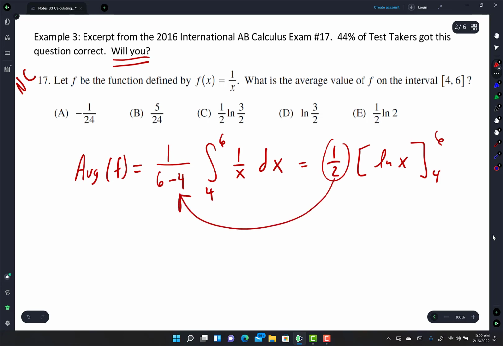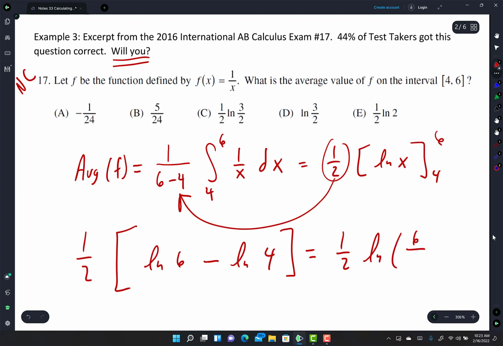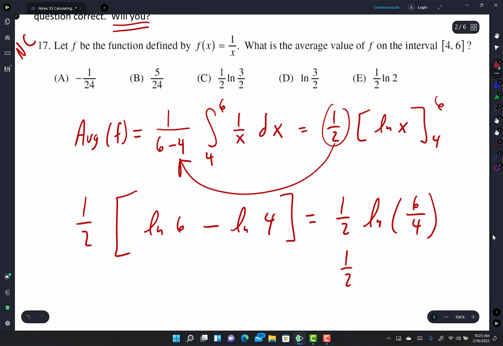Are we still okay? Yes. All right, so here we go. 1/2. I continue with my bracket to indicate that I'm evaluating the ln. I'm going to do upper minus lower. ln of 6 minus ln of 4. Now, if you remember your properties, this is the same thing as saying ln of 6 over 4, and then 6, 4 reduces 2. So 1/2 ln of 3 over 2.